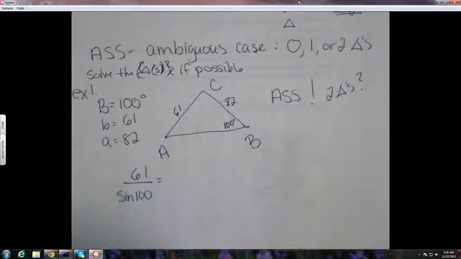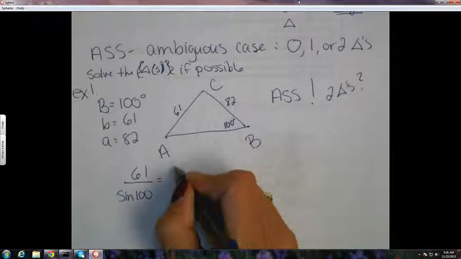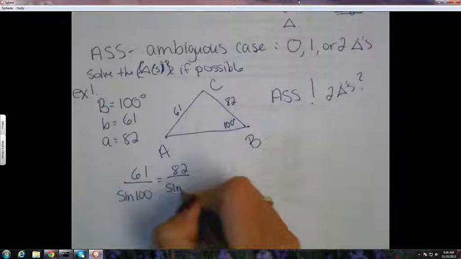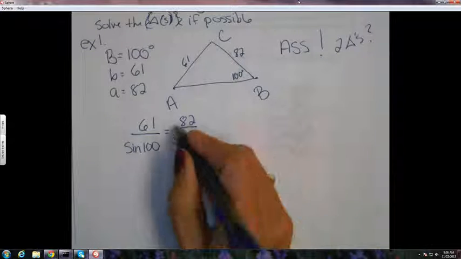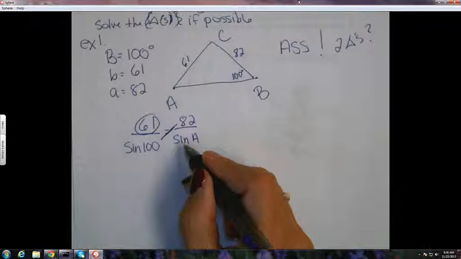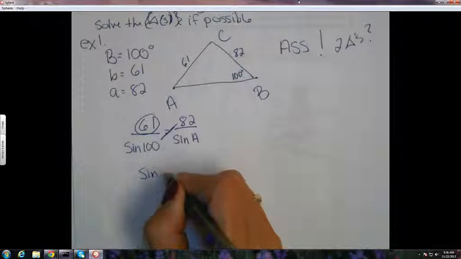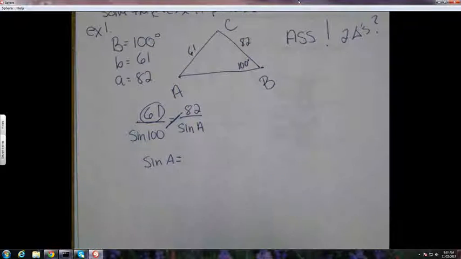What does the other proportion have to be? Over sine of A. So we're going to cross multiply and divide, and that will give us the sine of A. Not angle A, but the sine of A. So do your cross multiplying and dividing. What are we getting here?